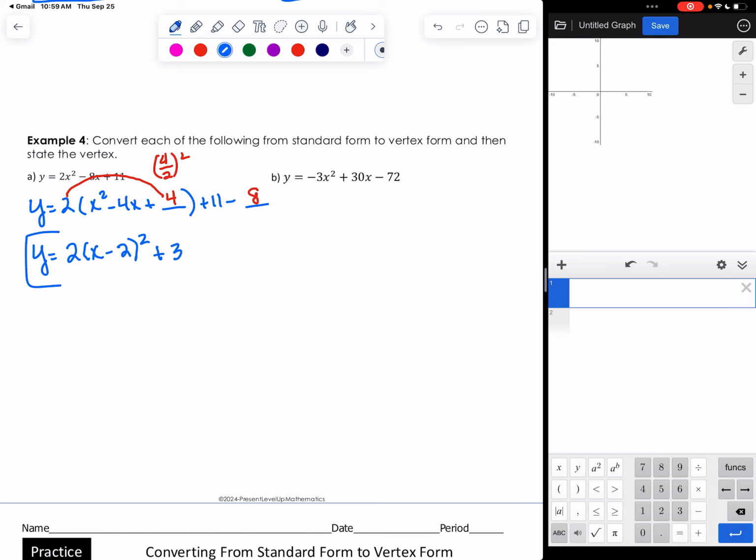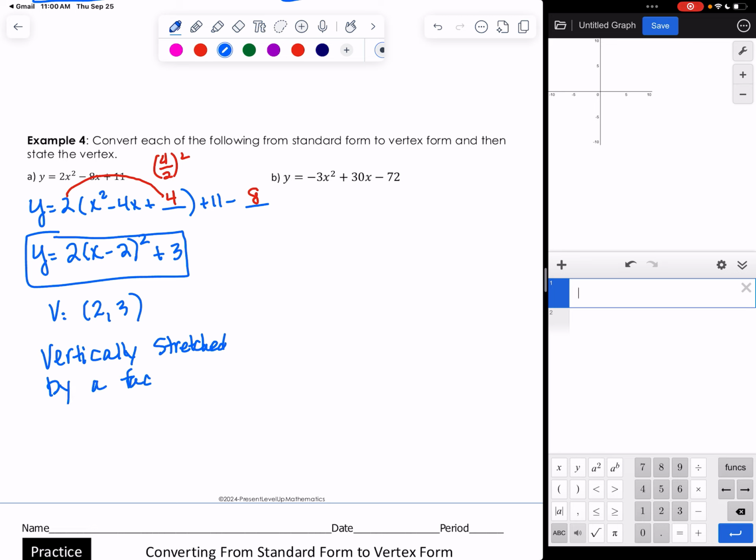So I'm going to box this in because this is called vertex form. And here's what I know about this vertex form. We have a vertex at positive 2, comma 3. We also know it's been vertically stretched by a factor of 2. Okay.